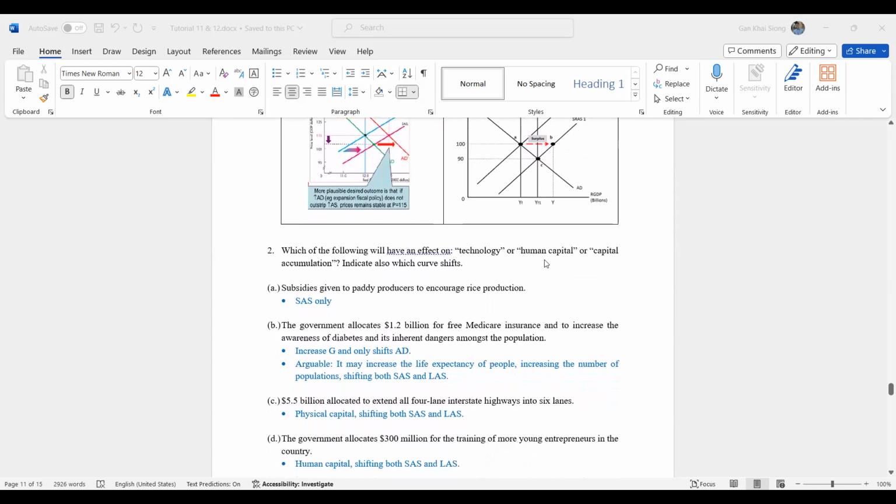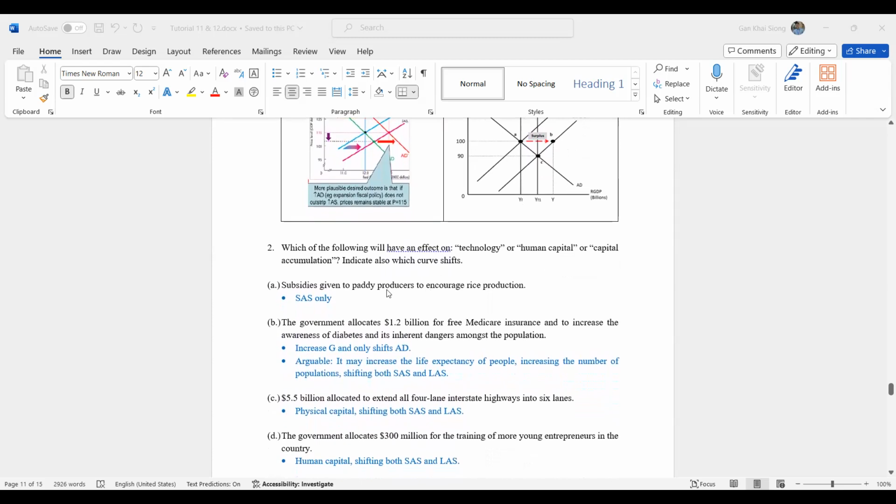Indicate also which curve will shift. So first of all, subsidies given to the producers. The intention of subsidies is to reduce the cost of production and encourage producers to produce more. For this one, actually, it will not really shift the LS curve.